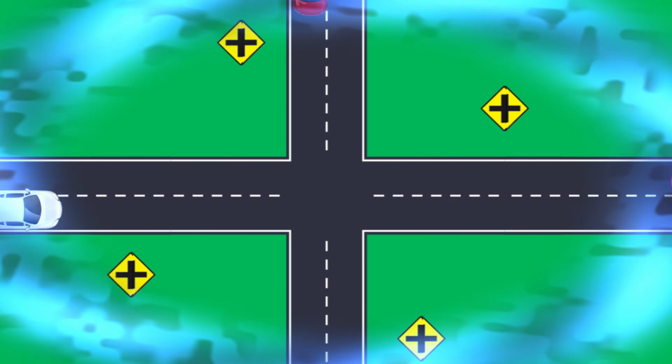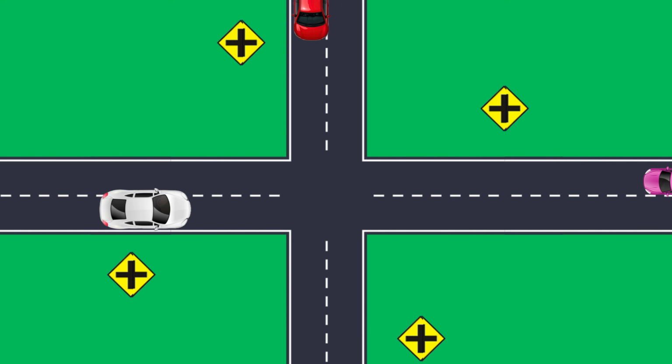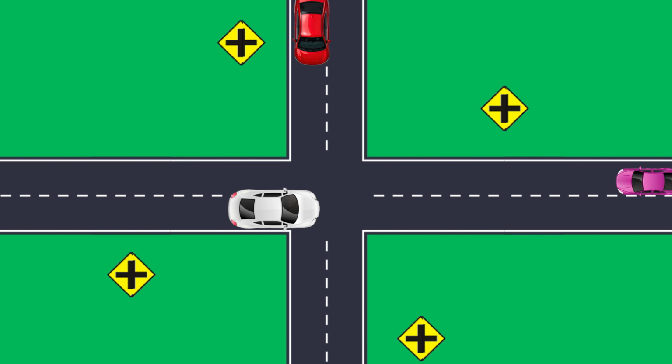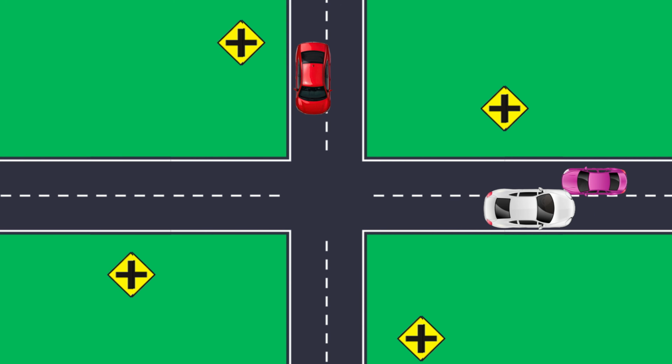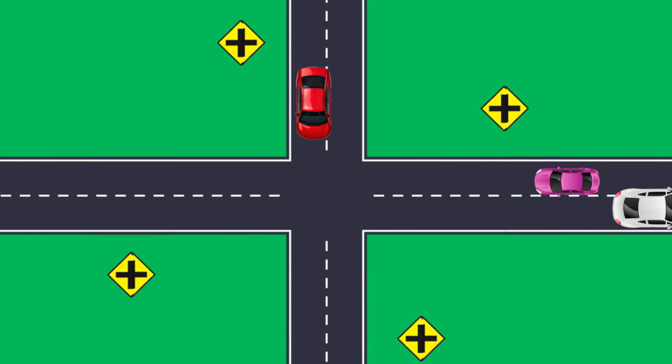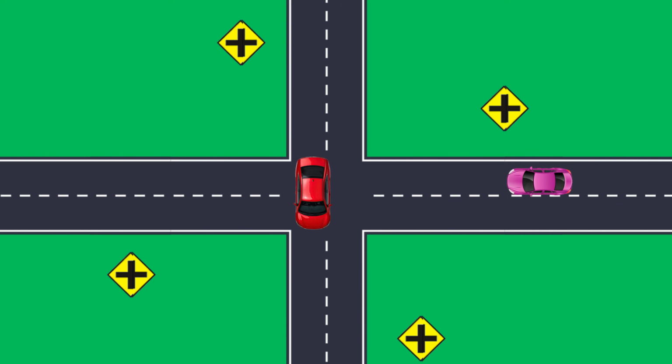Now consider an intersection without clear stop signs, but functioning like a four-way stop. In this case, the rule is simple. The first vehicle to arrive is the first to go. Always check carefully before crossing.